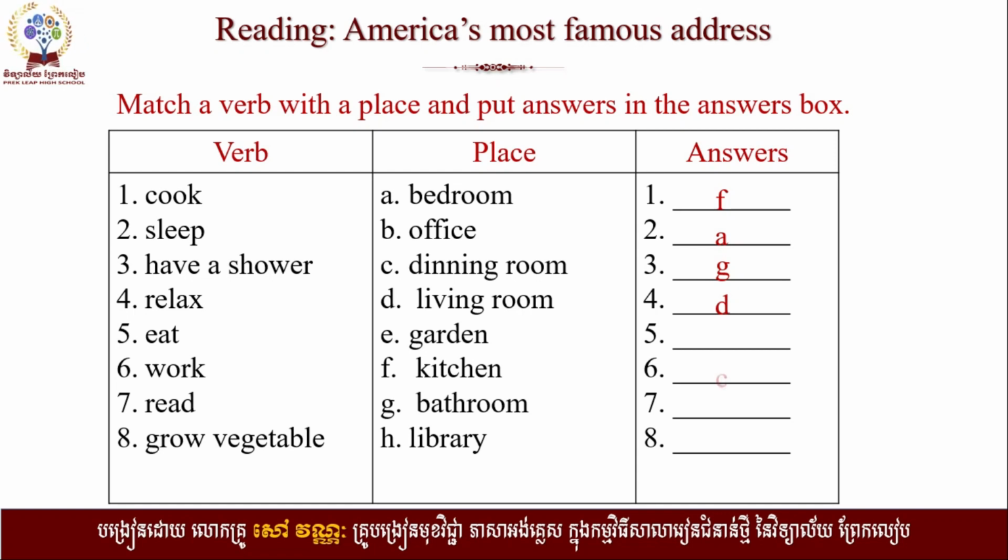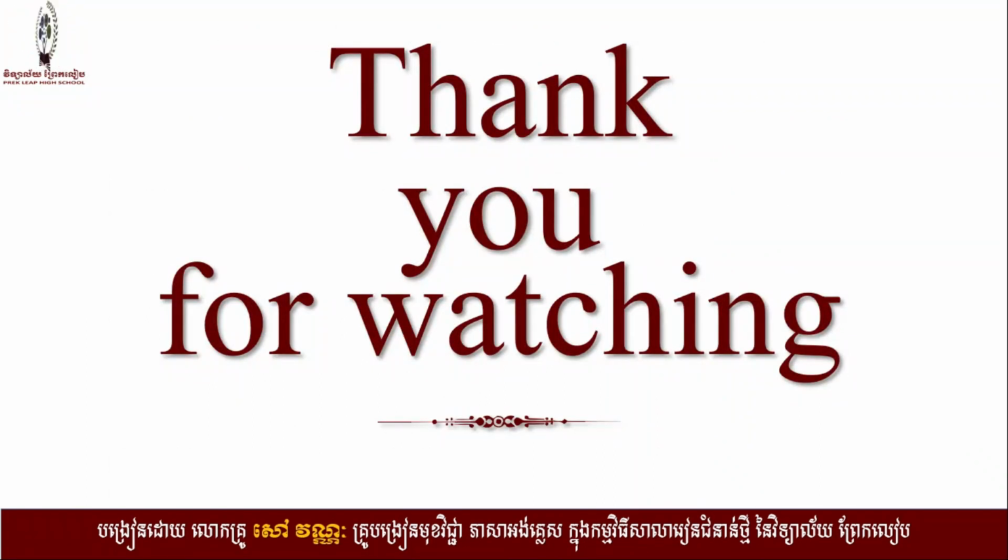Five, eat. Eat in the dining room. Number six, work in the office. Seven, read in the library. And the last one, grow vegetables. E, in the garden.